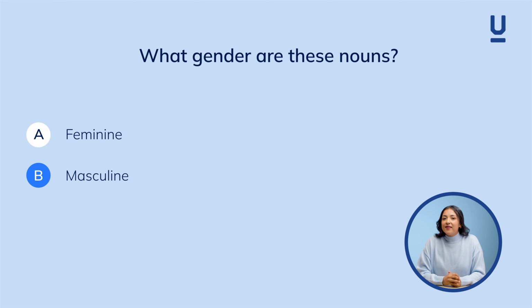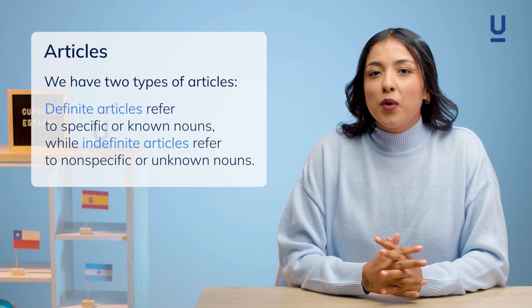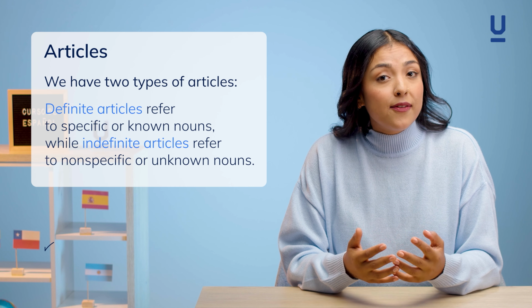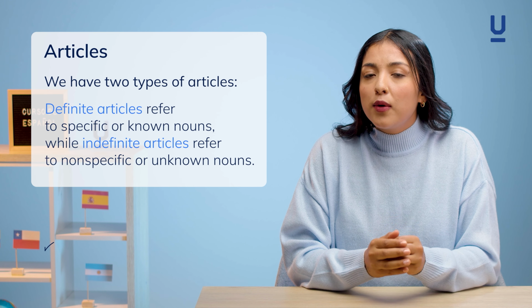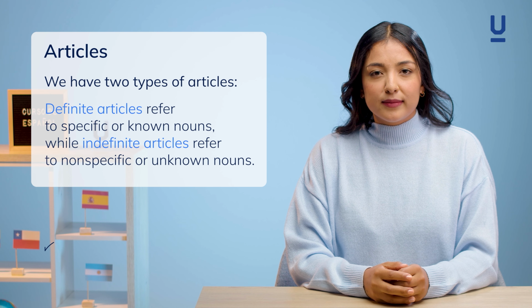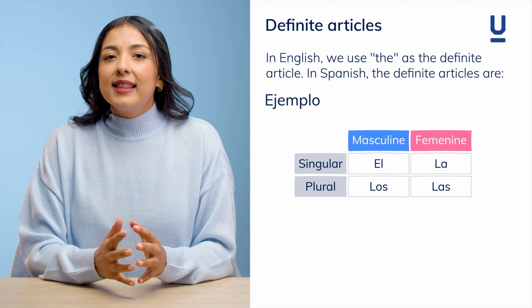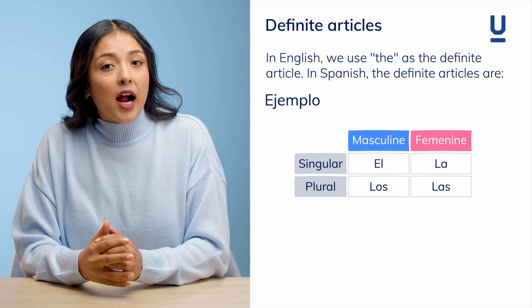Now, let's dive into today's lesson. In Spanish, we have two types of articles, definite and indefinite. Definite articles refer to specific or known nouns, while indefinite articles refer to non-specific or unknown nouns. Let's start with definite articles.